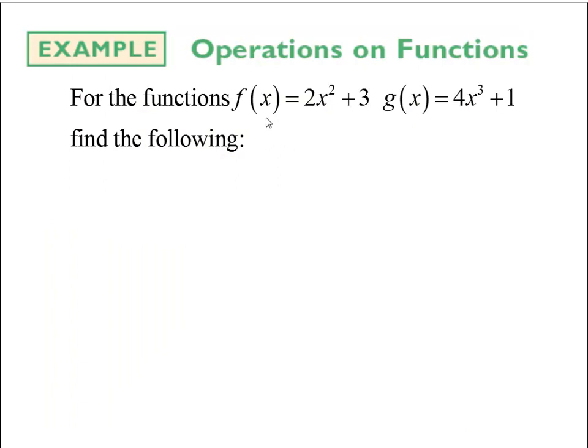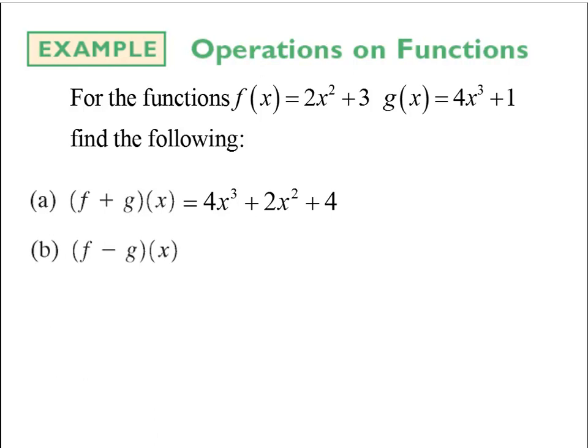Okay. So in this example, let's say I have the function f of x equals 2x squared plus 3, and then I have the function g of x equals 4x cubed plus 1. So let's say the first thing we want to find is f plus g. So if I want to find f plus g, I'm literally just going to add f and g together. So I'm going to take 2x squared plus 3, and I'm going to add 4x cubed plus 1. So I'm going to get the 4x cubed, I get the 2x squared, and then the 3 plus 1 gives me the 4. So I'm just going to combine the like terms, and there's my function, f plus g.